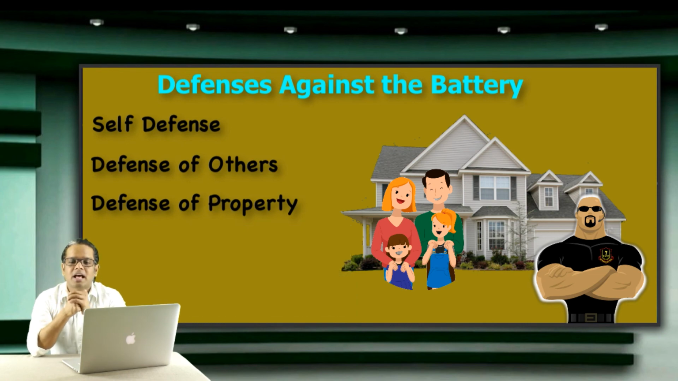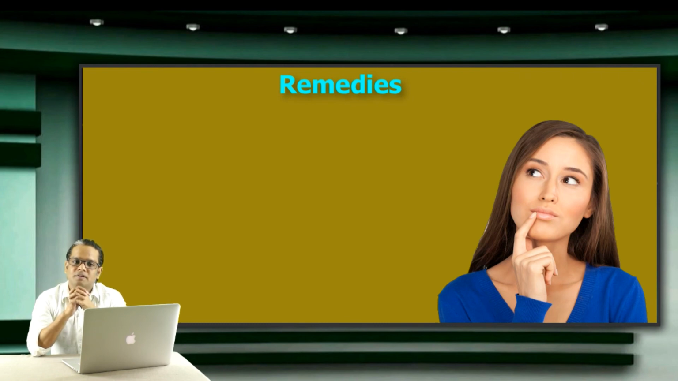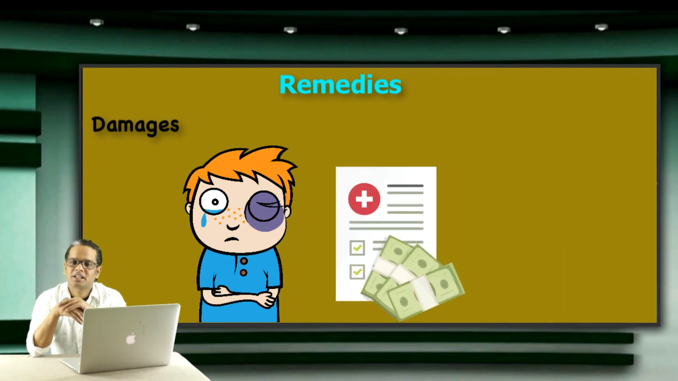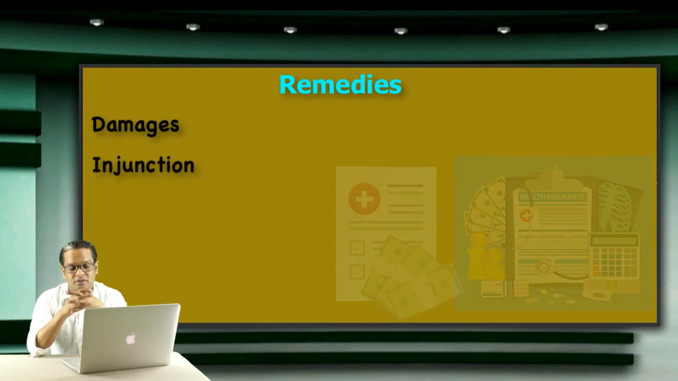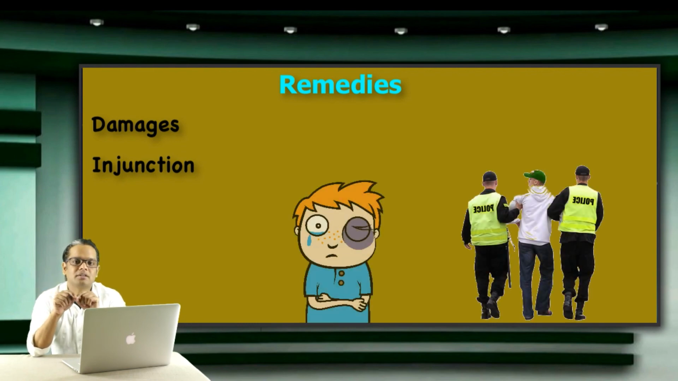Now the last topic that we have under battery is remedy. If someone caused injury to you, what are the remedies available to you? The first one, of course, is damages. Whatever injury he caused to you, he needs to pay the damages, all the medical expenses and other expenses as well. Then there is injunction, and that person will be restrained from repeating any such action that may cause you injury, whether directly or indirectly.